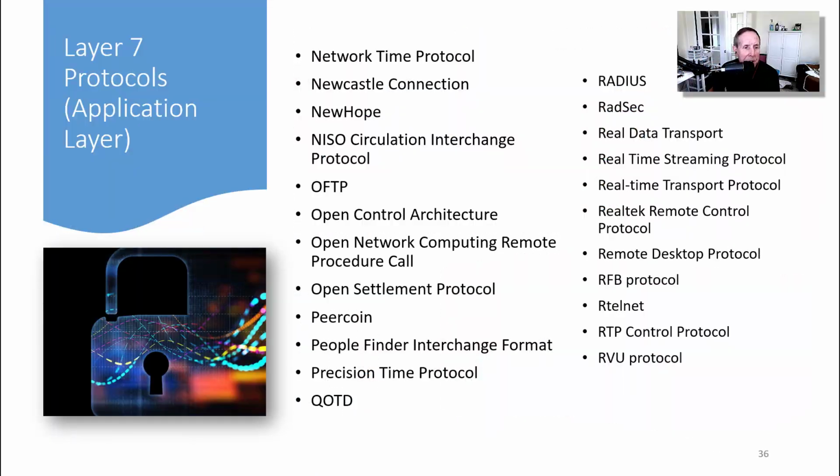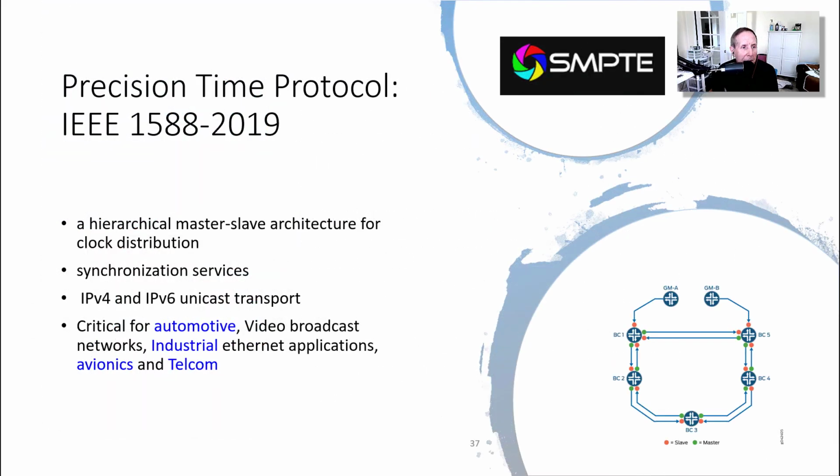So here's another extensive list of protocols that exist at layer 7. Another fascinating protocol at layer 7 is Precision Time Protocol, the IEEE 1588, and there's a new standard that was done in 2019. It's a hierarchical master-slave architecture for precision clock distribution in the microsecond range.